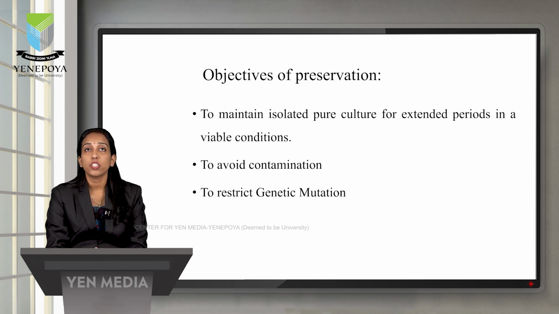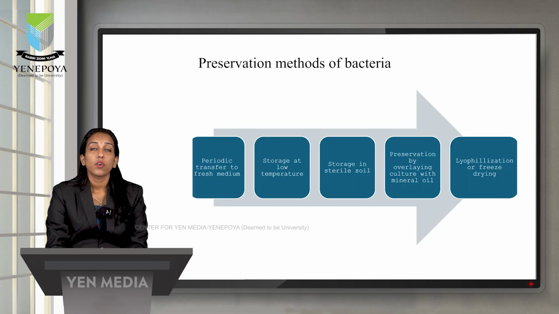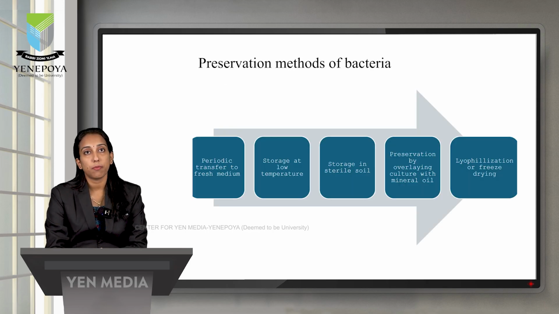What is the objective of preservation? First, as we said, it is to maintain the isolated pure culture for an extended period in a viable condition. Then contamination should be avoided. Then genetic mutation should not be there. If we are preserving, it will restrict genetic mutation. So coming to the different preservation methods, what are the different methods?